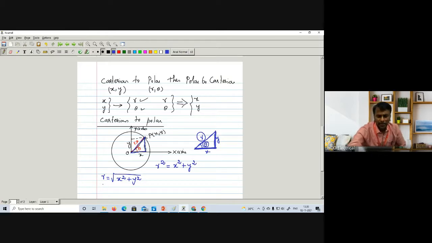Then for finding theta, we need the angle from tan theta. Tan theta means opposite side divided by adjacent side. So this is our opposite side, this is our adjacent side. Therefore, tan theta equals y by x, which gives theta equals tan inverse of y by x.